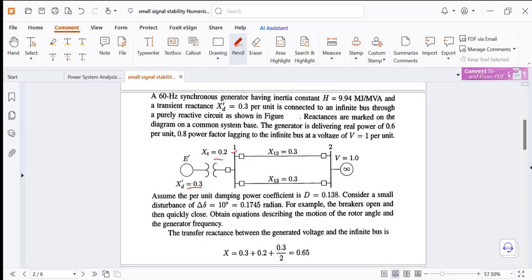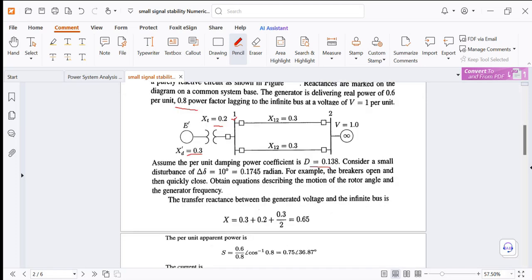This generator is delivering a real power of 0.6 per unit at a power factor of 0.8 lagging to the infinite bus at a voltage of 1 per unit. So the infinite bus has a voltage V equal to 1 per unit. Assume a per unit damping coefficient D equal to 0.138. Consider a small disturbance delta equal to 10 degrees, which is equal to 0.175 radians.